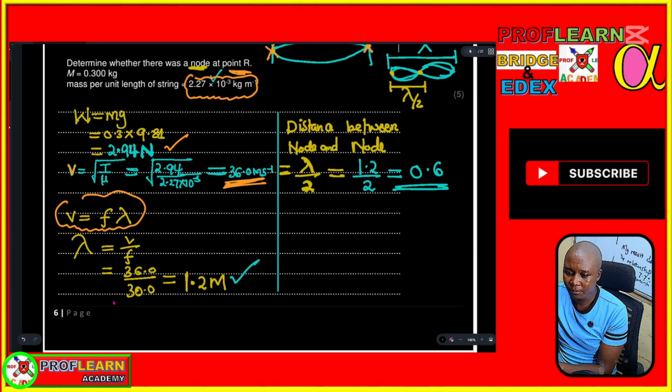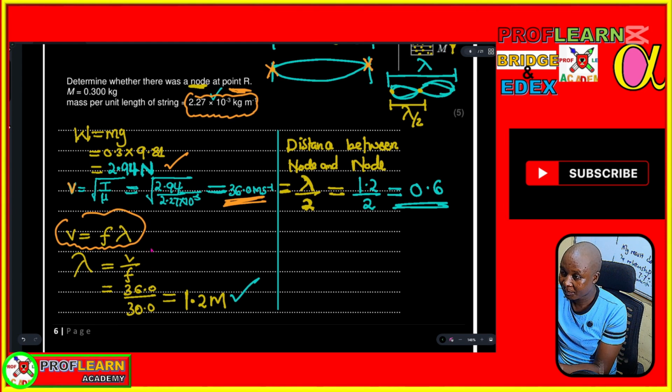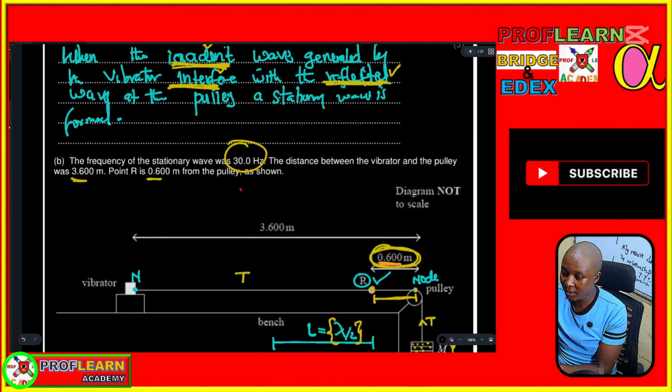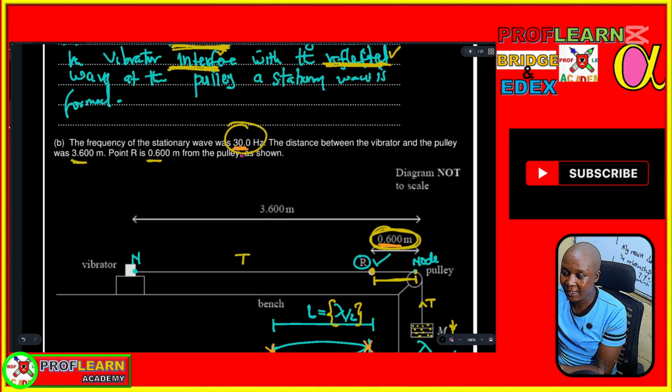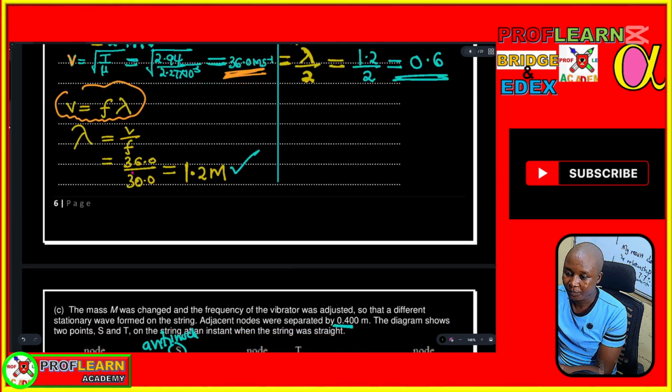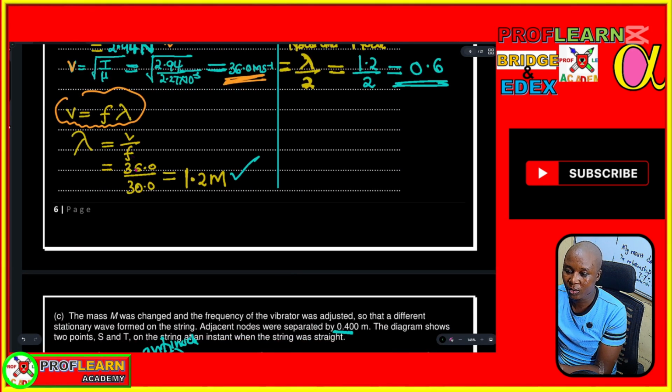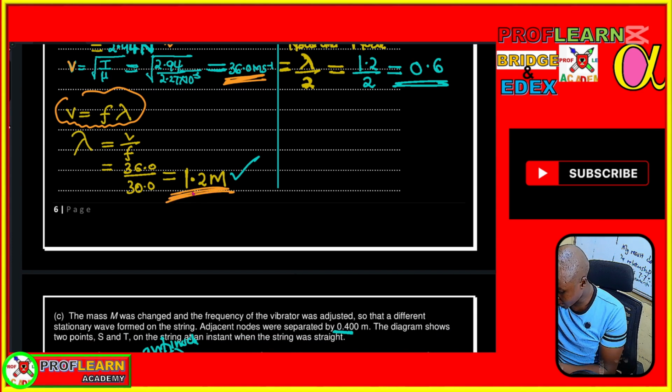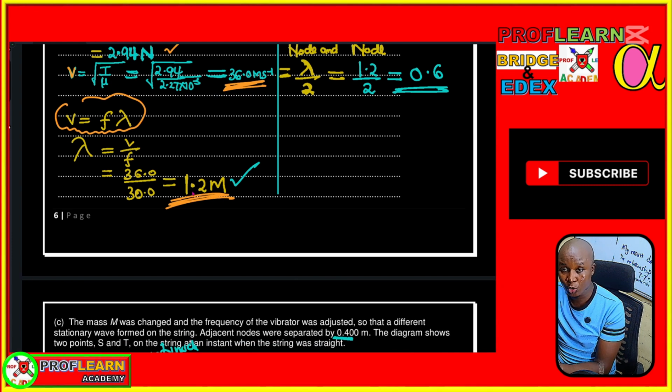We are going to say v = fλ, yes. Then we can get the wavelength because we know the frequency of the sound that was generated, of the wave that was generated. It was 30 hertz. That's the frequency. Then we can substitute v over frequency, and we get the wavelength of the stationary wave in this particular question was 1.2.